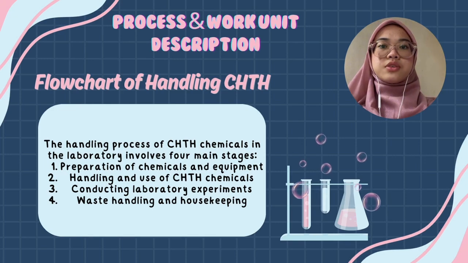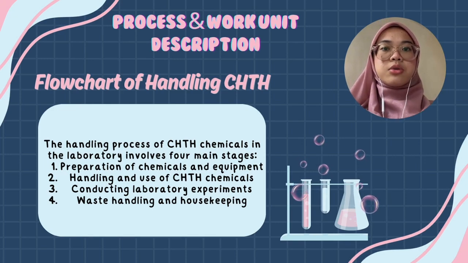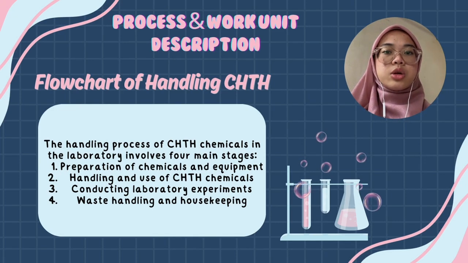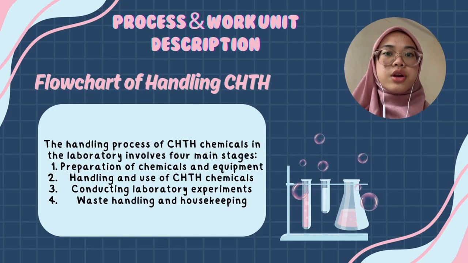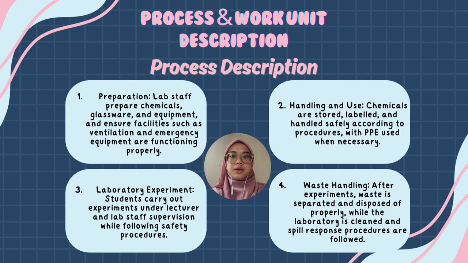This slide shows the process flow for handling CHTH chemicals in the laboratory. There are four main steps: preparation of chemicals and equipment, handling and use of chemicals, conducting laboratory experiments, and finally, waste handling and housekeeping. The first step is the preparation of chemicals and equipment. Before starting the experiment, the lab assistant checks the experiment schedule and prepares all the required chemicals and laboratory equipment. They also make sure that the laboratory facilities, such as the fume hood, water supply, ventilation system, and emergency equipment are working properly to ensure a safe working environment.